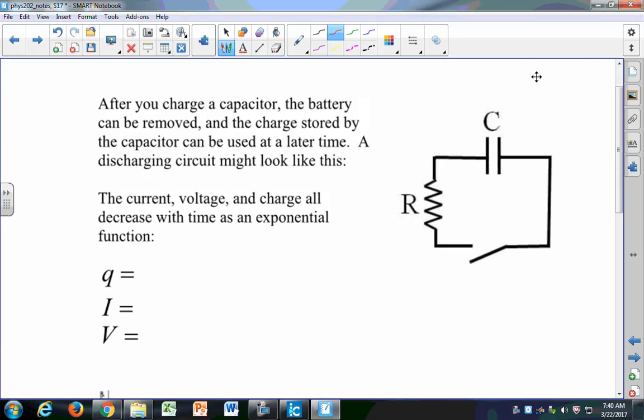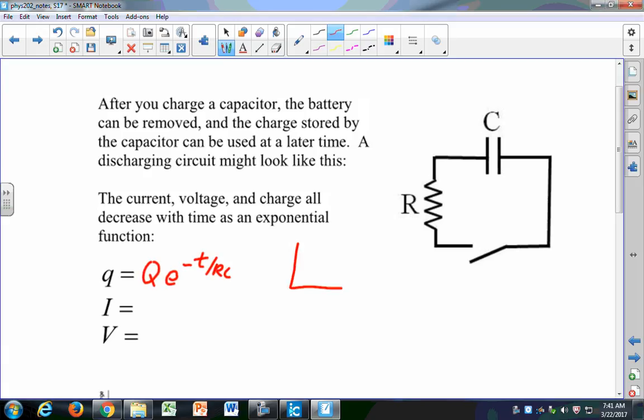And all of these, the charge, the current, and the voltage, are all going to decrease with that exponential function. So they're all going to look like this. They're all going to be Q, big Q, that's the maximum charge in the beginning, times e to the minus t over RC.